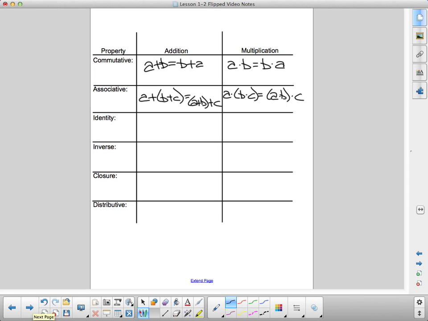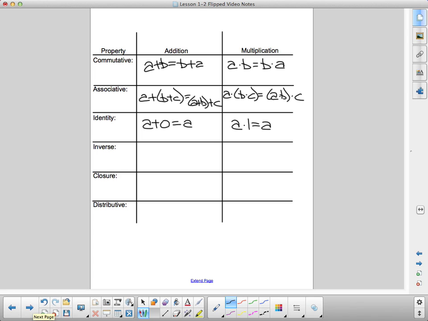The identity property. The identity property is what we can add or multiply with our number to keep the same number. So for addition, it'll be adding 0. A plus 0 is still equal to A. For multiplication, multiplying by 1 keeps our number the same. A times 1 is still equal to A.